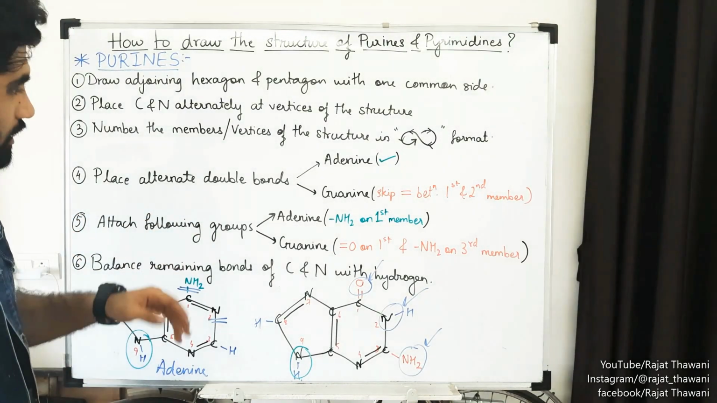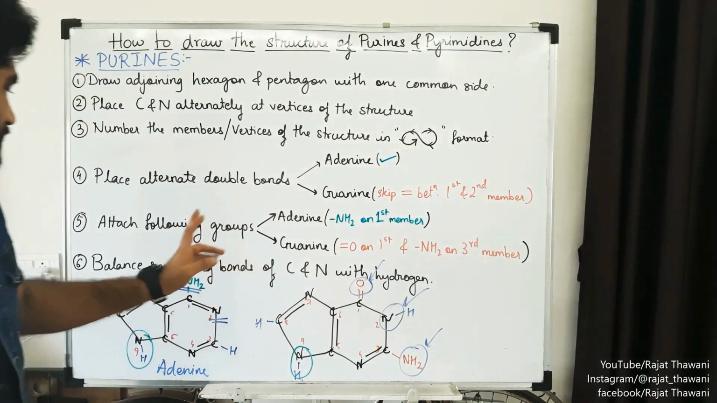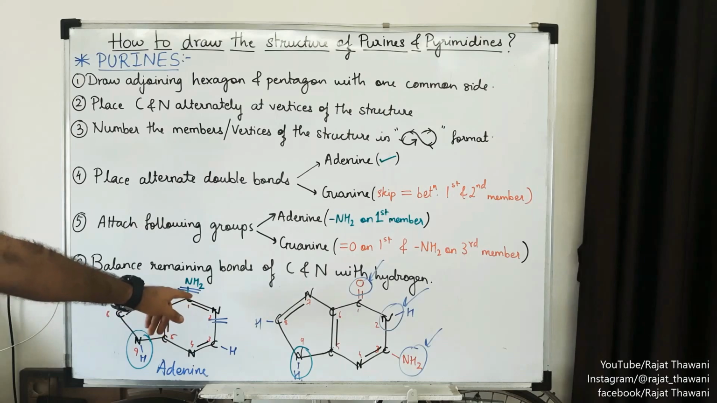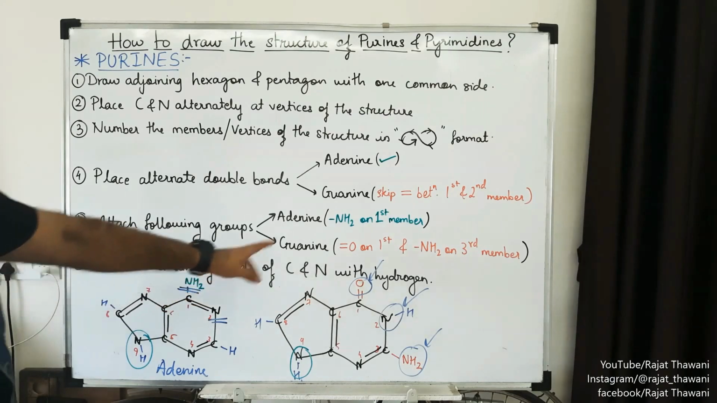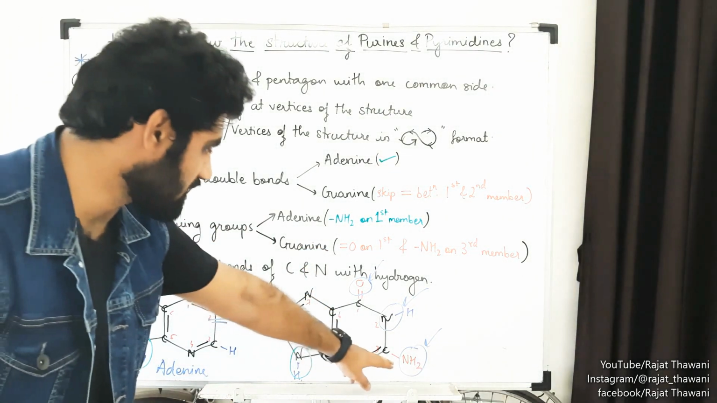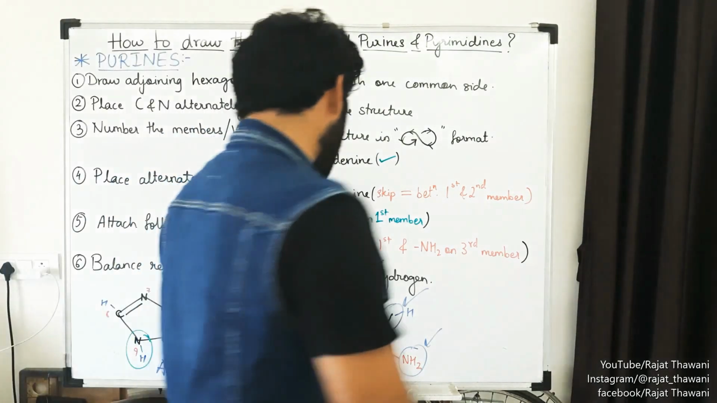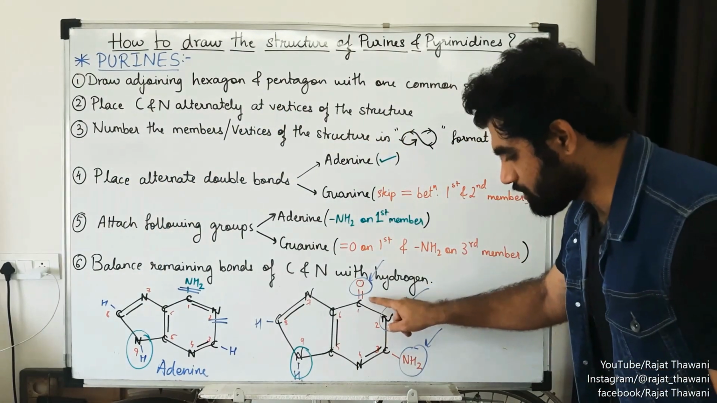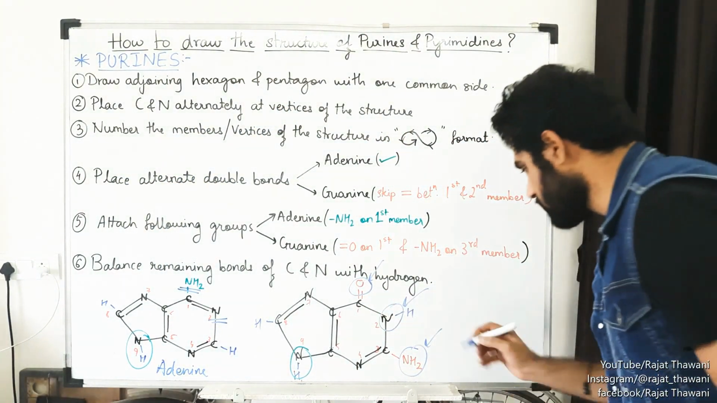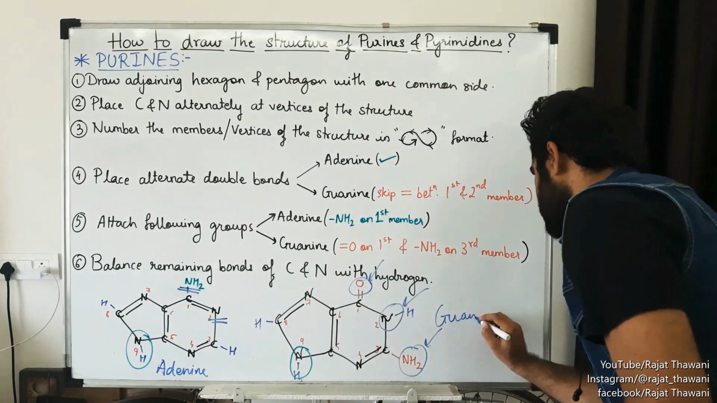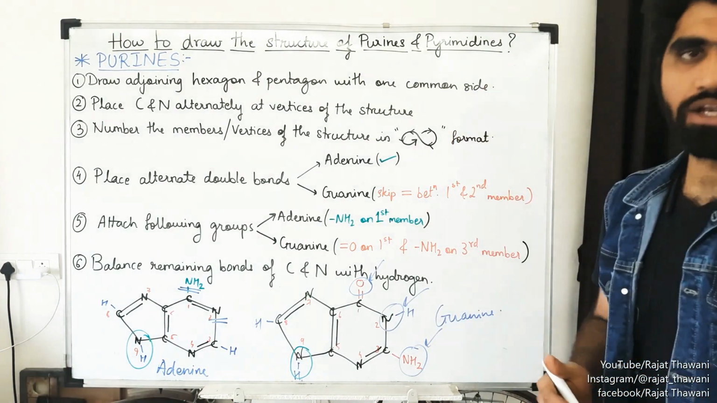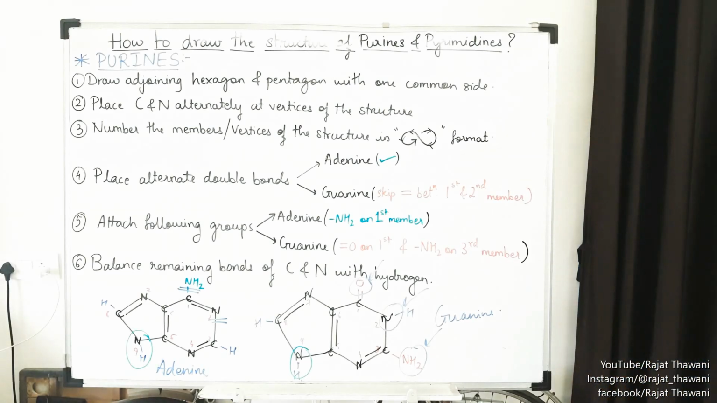Then we have to attach the following groups. For adenine, only NH2 on the first carbon or first member, and for guanine, double bond O on first and NH2 on the third. That is the only reason why there is no double bond here, because there is already a double bond here. So this will be your guanine. In this way you can construct your rings. Now we'll go for pyrimidines.